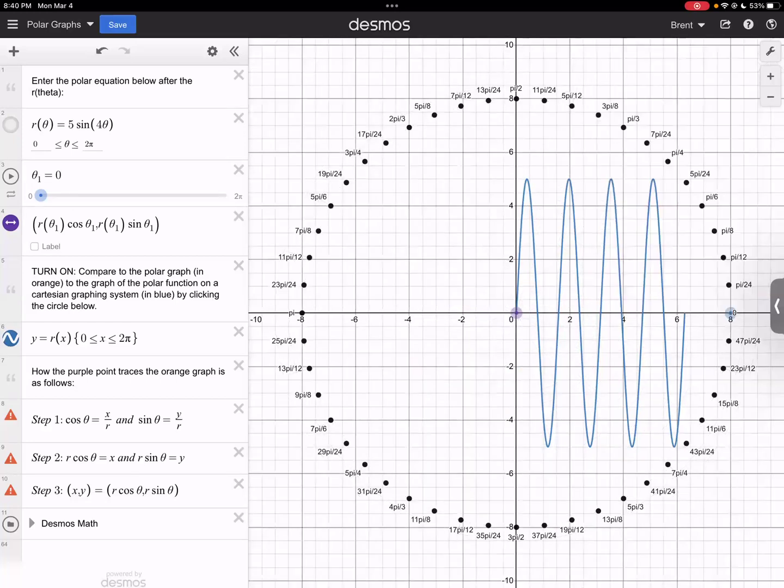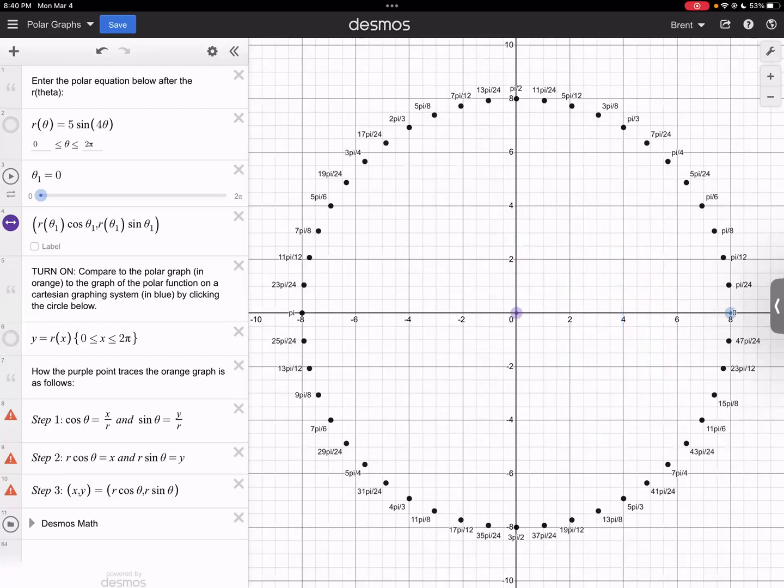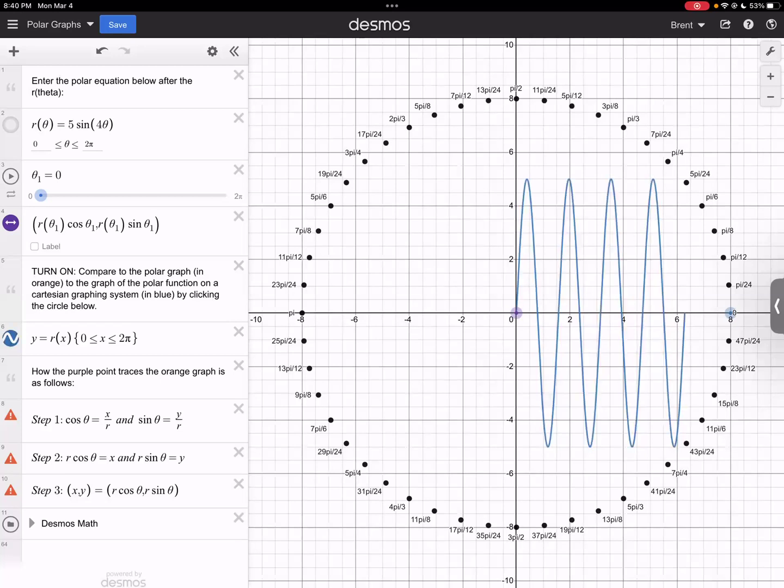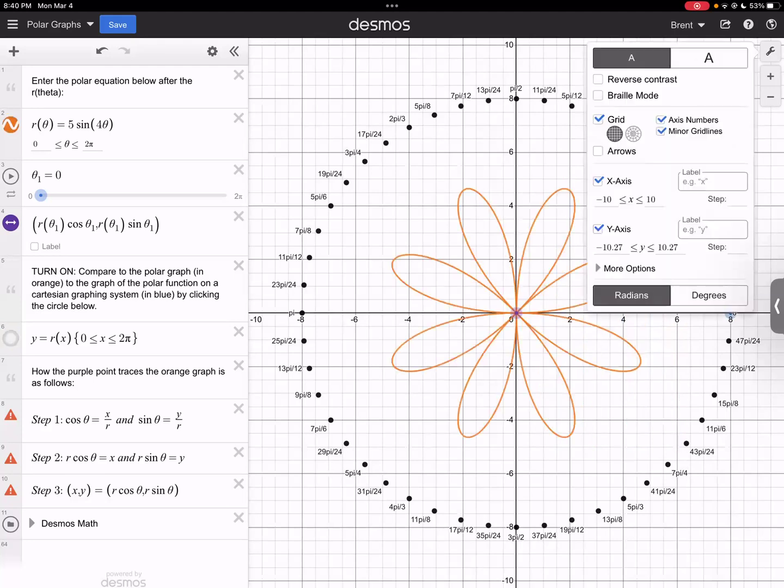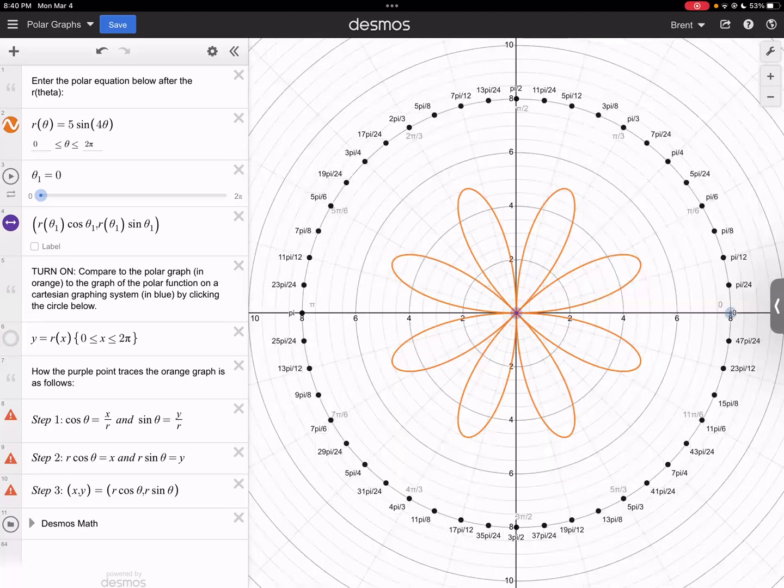What you're looking at, the blue, is y equals 5 sine 4x. When I'm clicking it, that's y equals 5 sine 4x. That's what that graph looks like. Now, what I'm going to do is convert it over here in polar form. What you're now looking at is r equals 5 sine 4 theta. And I want you to notice the difference. I'm going to start with the rectangular form.